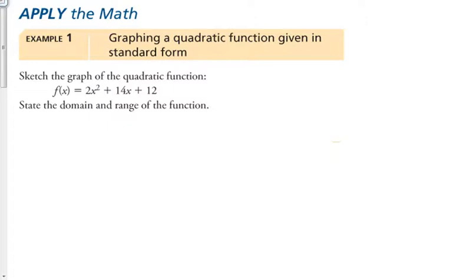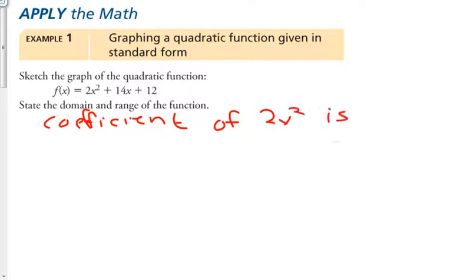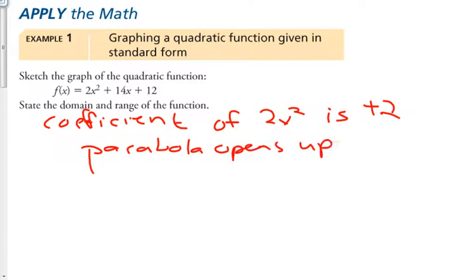Sketch the graph of the quadratic function 2x squared plus 14x plus 12. State the domain and range of the function. Alright, so what do we know? The coefficient, spelled with two F's, the coefficient of 2x squared is positive 2, right? Because it's positive 2, I know the parabola opens up.